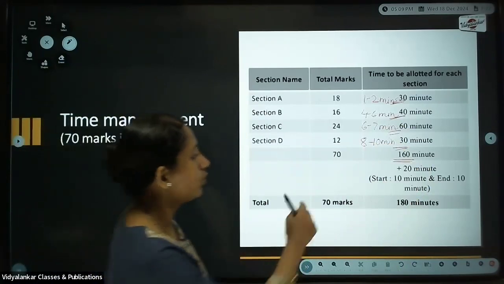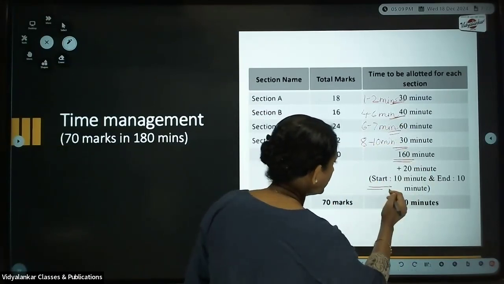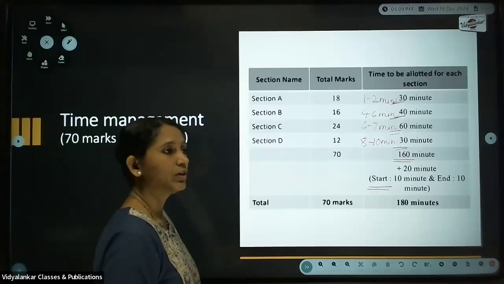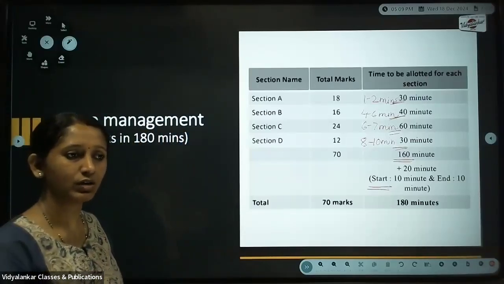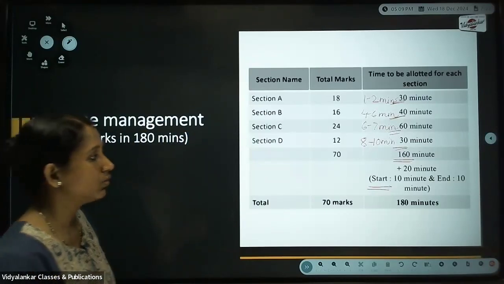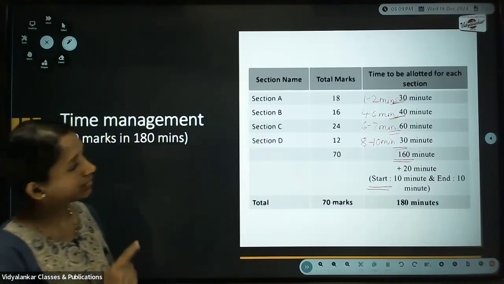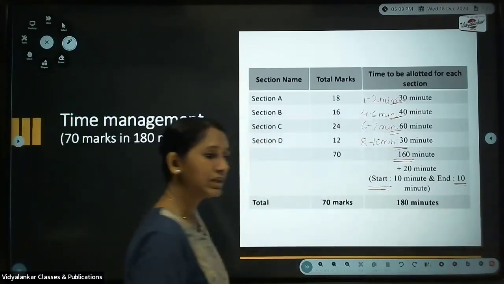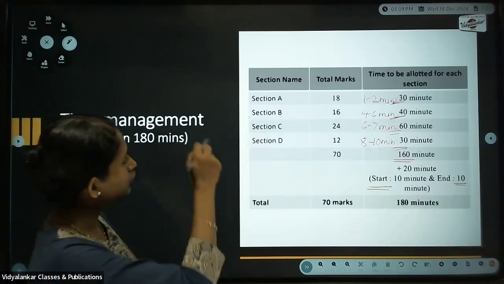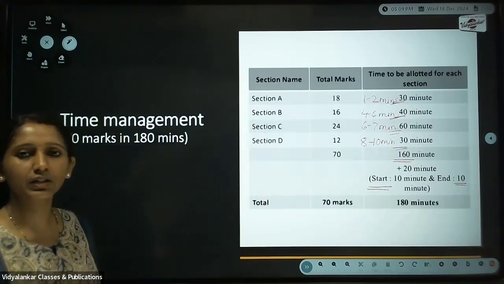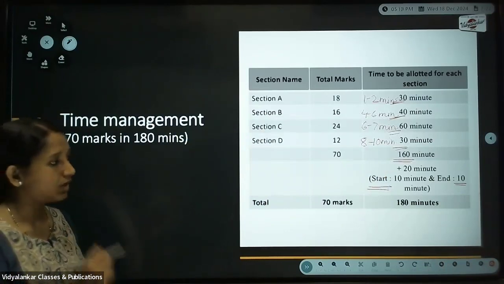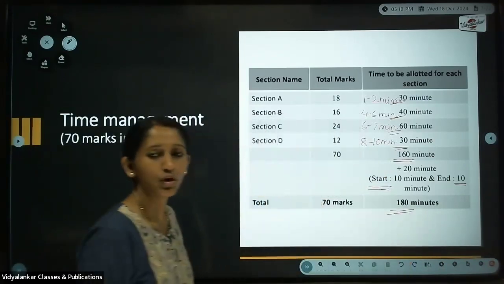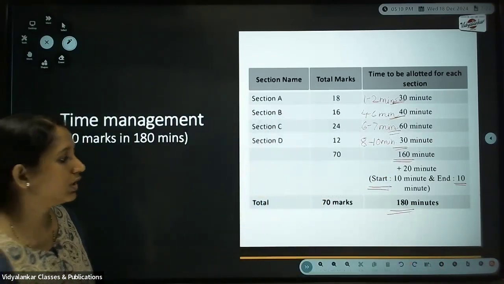From these 20 minutes, initially you are supposed to go through the paper for at least 10 minutes. You need to find out which questions are easy and which you are going to attempt. Sort those easy questions and then start writing the paper. The last 10 minutes are for rechecking the paper. Check each section, underline the important words and keywords in the answers, and then submit your paper. So this is your distribution for 180 minutes. I hope you all are clear.